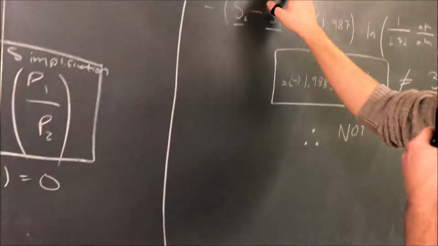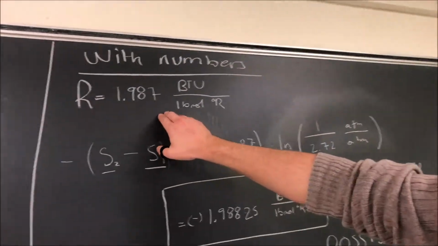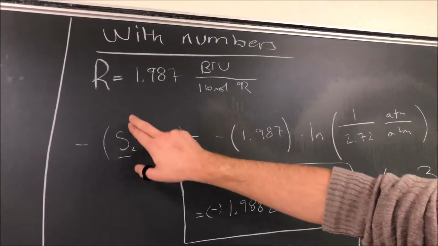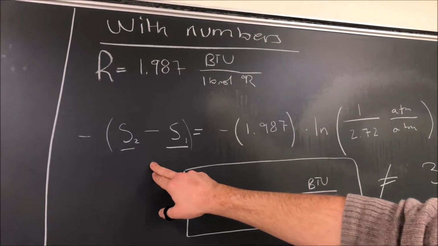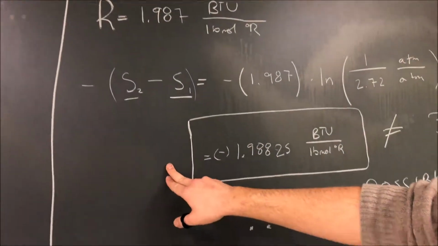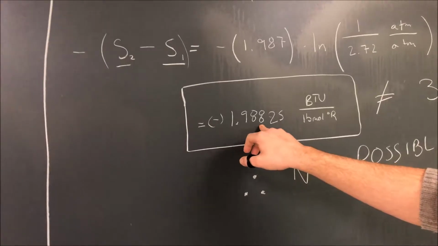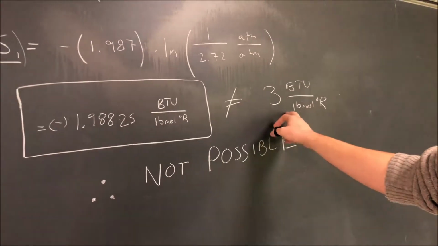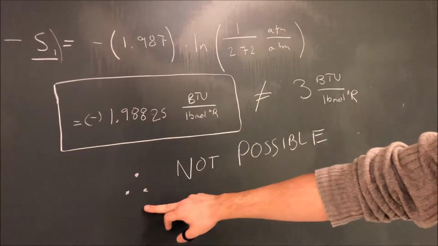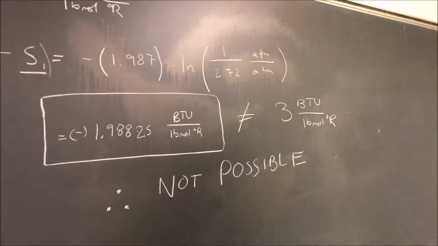We are then left with plugging in the numbers, and we find that the change in entropy is 1.98. So since this is not equal to 3, as found earlier, this process is not possible, or this device is not possible.